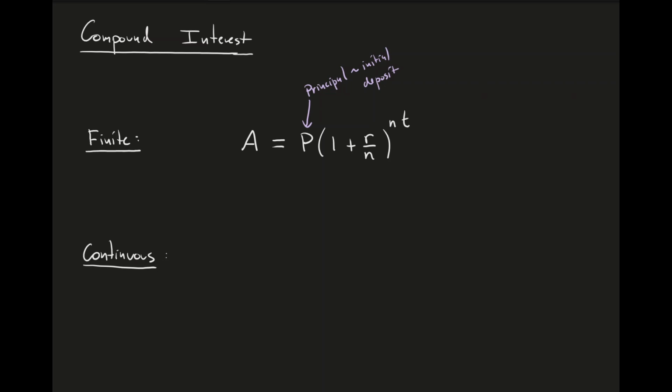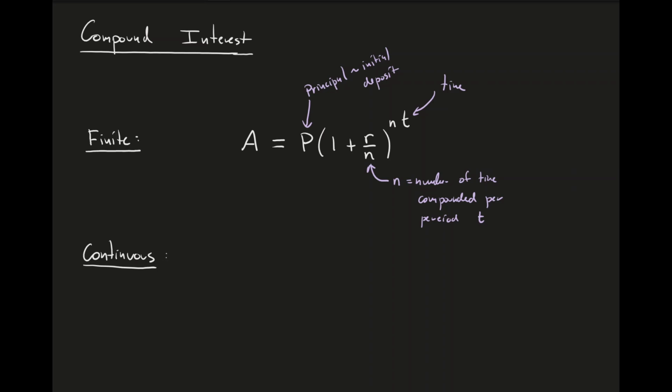You have your value n here. N corresponds to the number of times compounded per period. And t here is the period, or time. So for instance, if we want to say this is compounded monthly for 1 year, t would be 1, n would be 12.